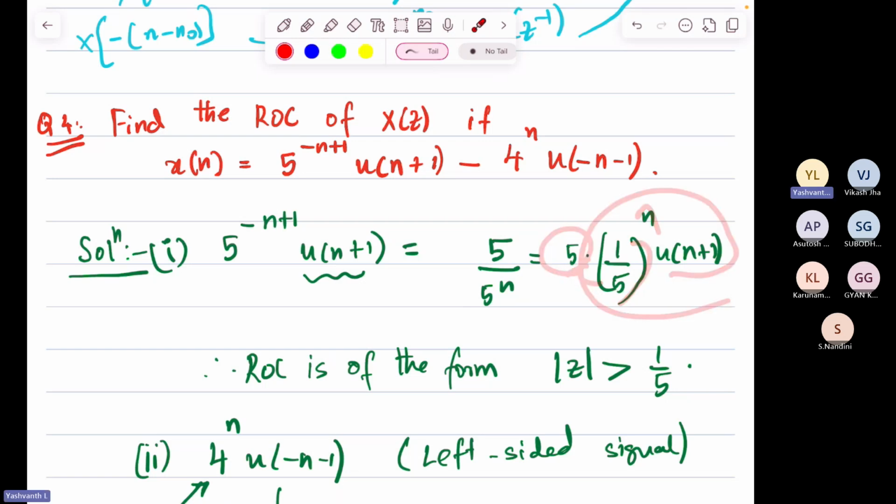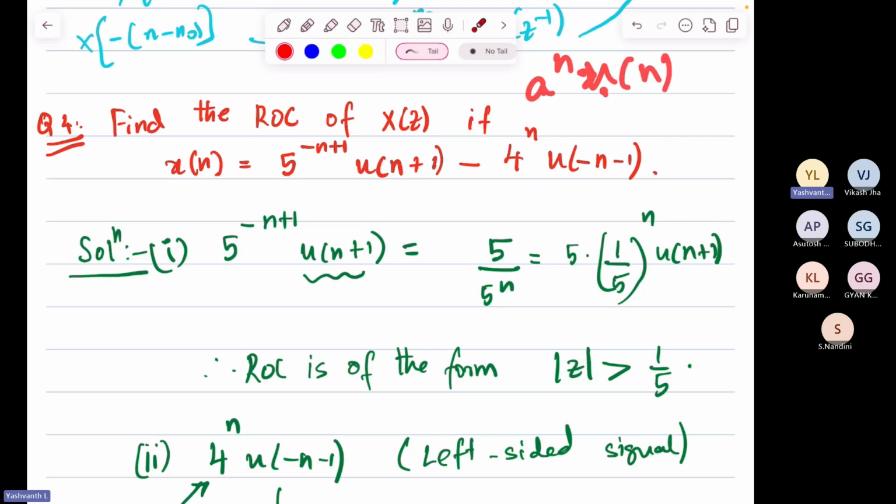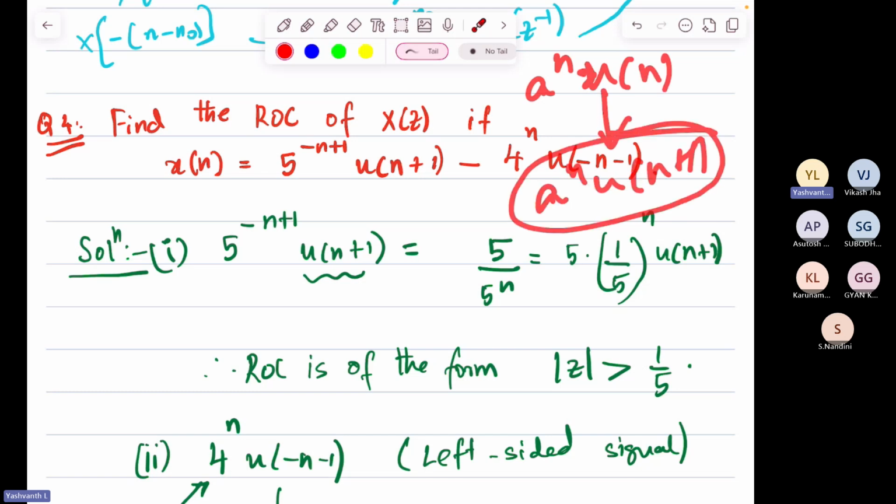Okay. Now, this is of the form a power n into u of n plus 1, of course. By shifting by 1, you can think of having a power n into u of n, which has been shifted to a power n into u of n plus 1. But nonetheless, remember that your ROC depends only on a. The shift by one will only cause a shift in the Z domain. The ROC will depend on a only.